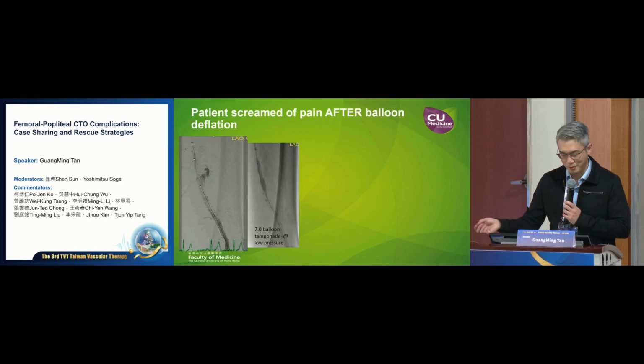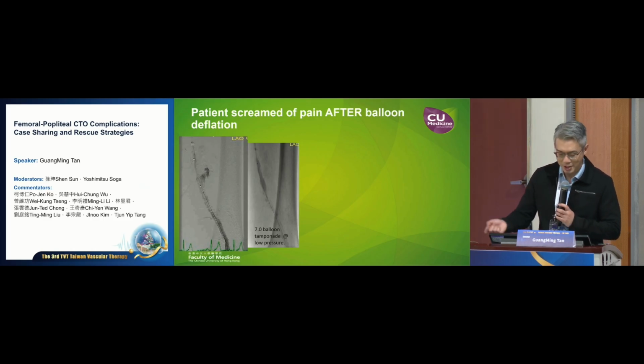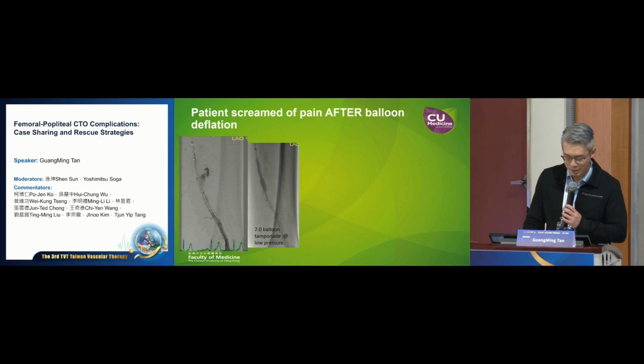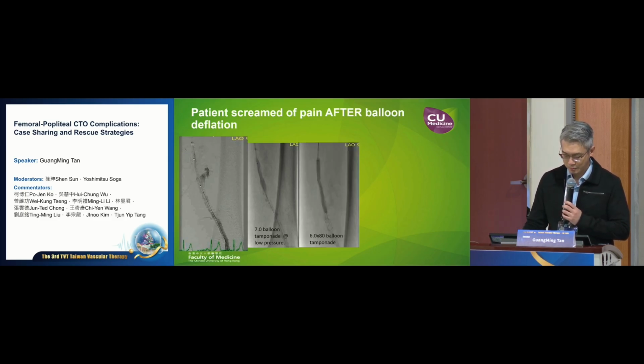Now, of course, it will be very cumbersome to exchange a 7 to a 6 millimeter because it's a 6 millimeter artery. So immediately we just blow up the 6.0 balloons at a very low pressure, while we prepped up the 6 millimeter balloon. And then we exchange it very quickly, while at the same time applying external compression on the perforation side to stop the bleeding.